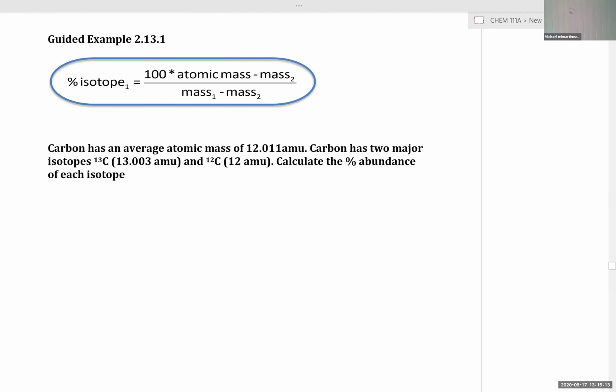We're given the following information in this problem. Carbon has an average atomic mass of 12.011. Carbon has 2 major isotopes, carbon 13 and carbon 12. We're asked to calculate the percent abundance of each isotope. So we know that the percentage of carbon 12 plus the percentage of carbon 13 is equal to 100%.